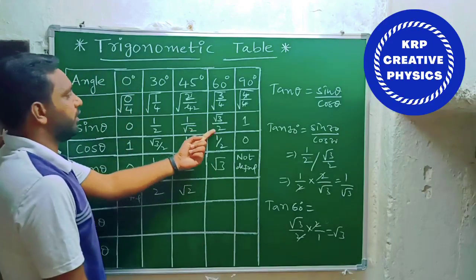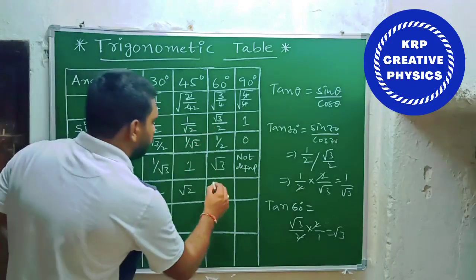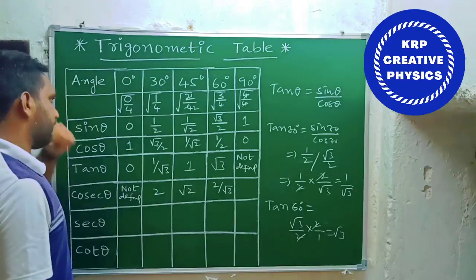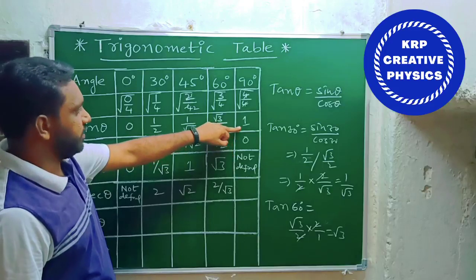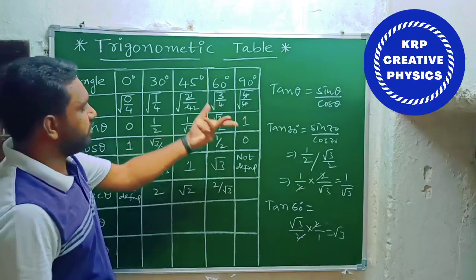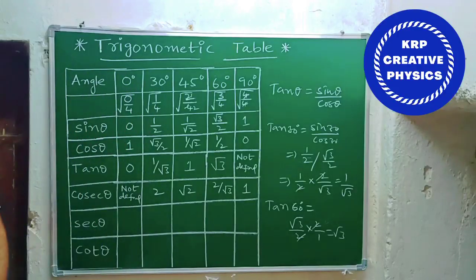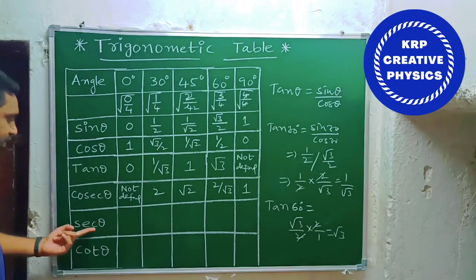So next, root 3 by 2 is there. The reciprocal of root 3 by 2 is 2 by root 3. And next, the sin 90 value is 1. So the reciprocal of 1 is always 1. So this is 1. Okay, now all of you understand regarding cosec theta? Right. Very easy.